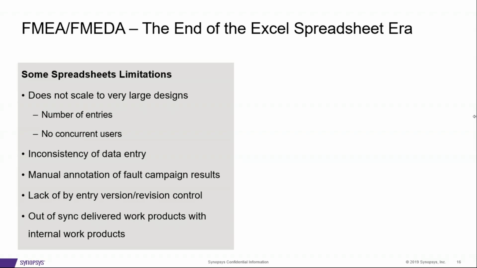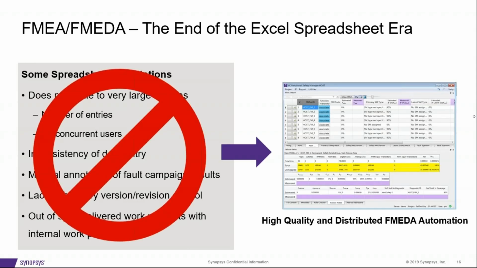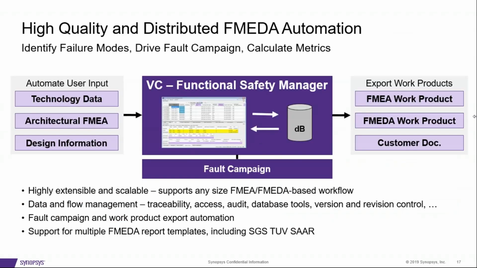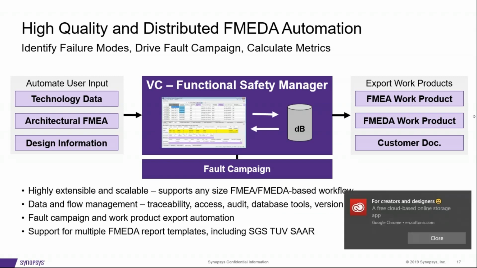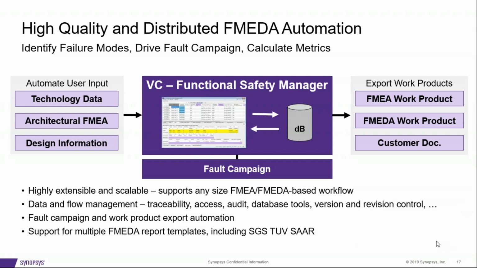So we're going away from spreadsheets to high quality distributed FMEDA automation. So you can capture this in a software product, very much like you've been capturing transistors in schematics. This product is VC Functional Safety Manager. So as I said, it's something that automates user input. You can enter technology data for the node that you're using. You can perform architectural FMEA. You can enter design information. You can describe a little bit your safety mechanism.